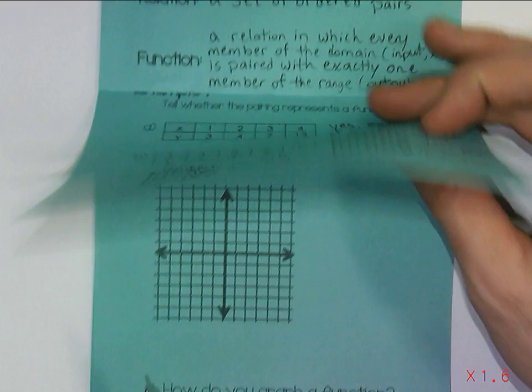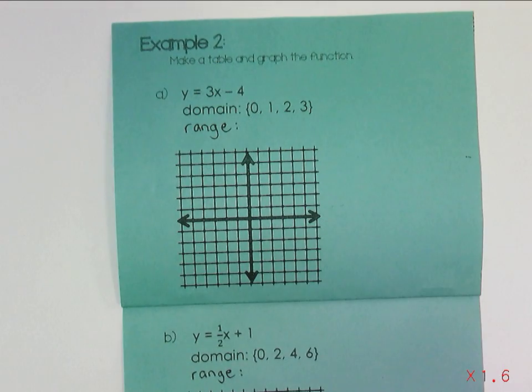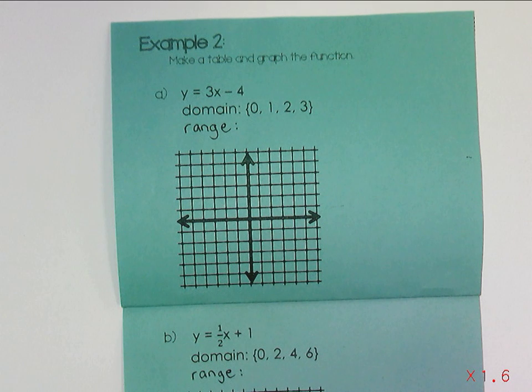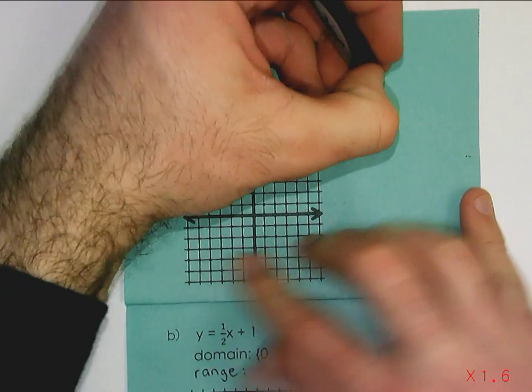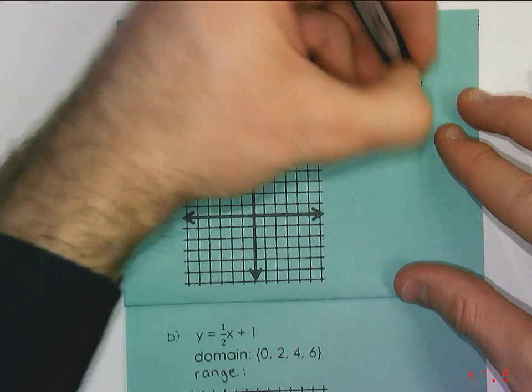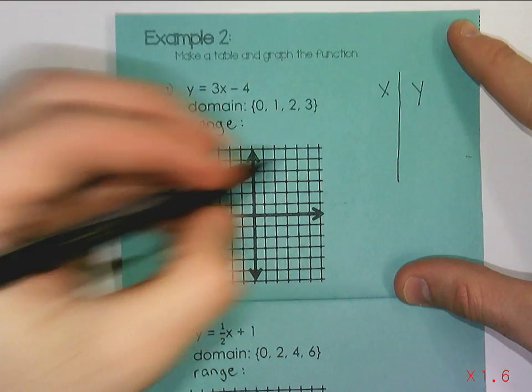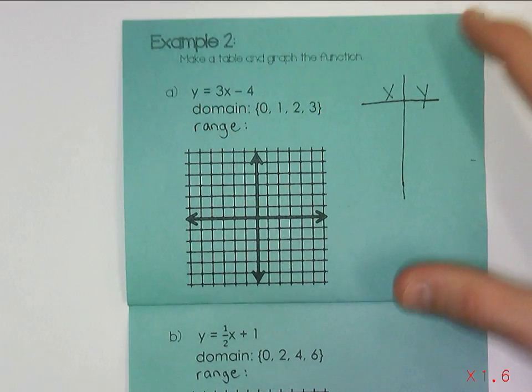Okay, moving on. So we're going to look at a graph now here, and what it says here is make a table and graph the function. So what we're going to do, and I'm going to use a vertical XY table, I just think that works a lot nicer. So X, Y, I'm going to make a table. So that's the first thing we need to do, and once we do that, we need to graph it.